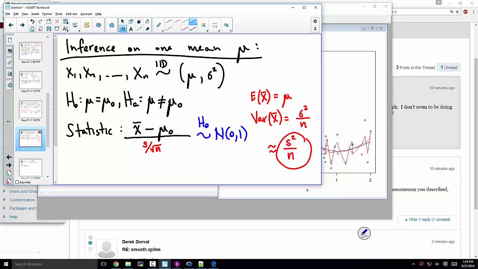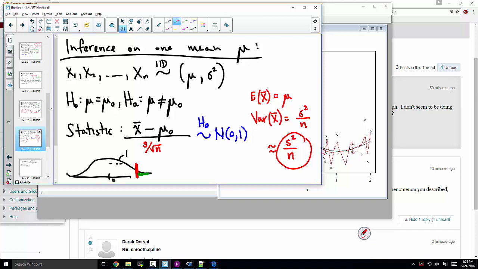So we would go to the standard normal. Here's a picture, horrible picture of the standard normal. And we would put our statistic value. Suppose we saw a statistic value of 2.4. We would put that 2.4 up here on the sampling distribution and compute the area under the curve to the right. 2.4 or even more unlike the null.